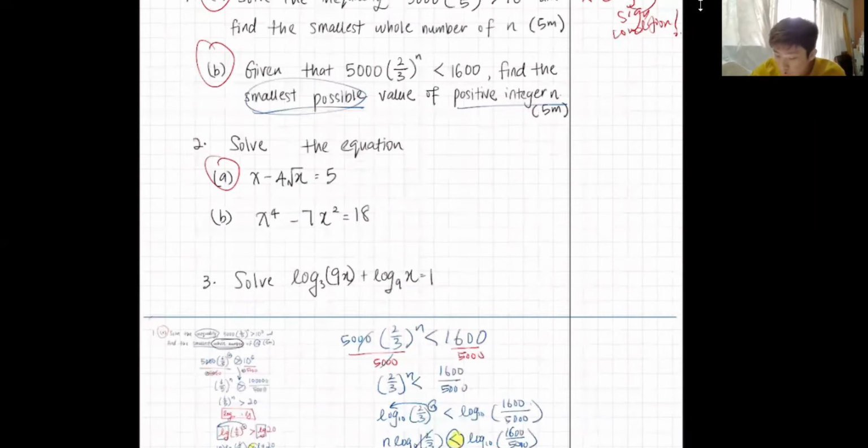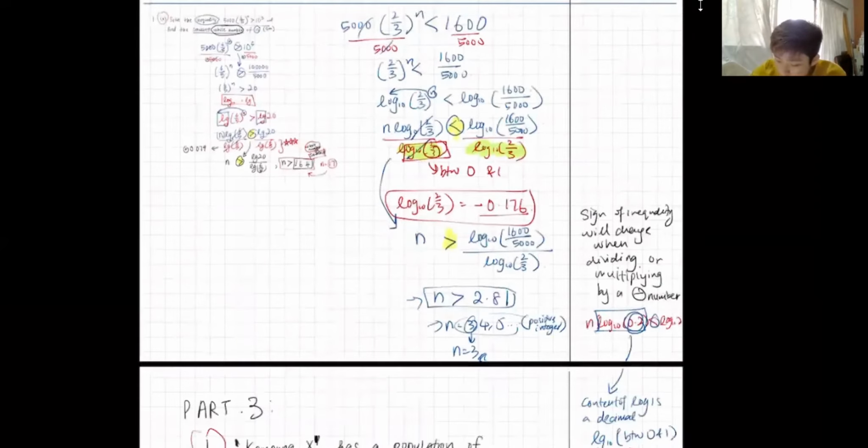Okay, so now we move to 1B. Let me resize this one first.